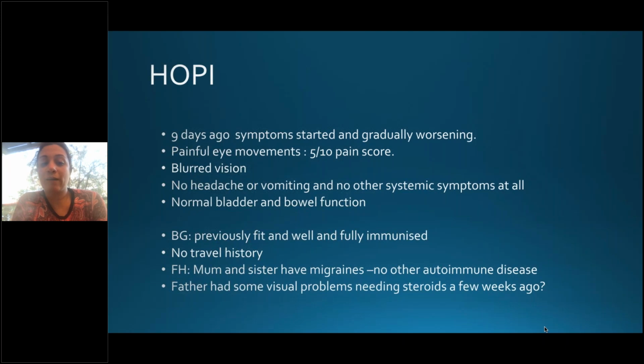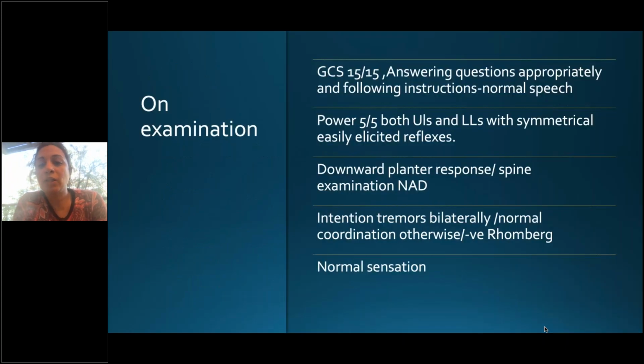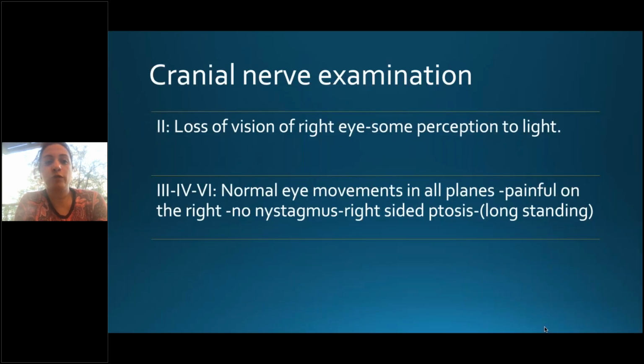Her mom and her sister have a history of migraines, but no other autoimmune conditions. And her father had some visual problems needing steroids a few weeks ago, but we didn't have more information about this. On examination, she had a normal neurological examination. She had a bit of past pointing with her hands, but we thought it was because she couldn't really see well with her right eye, but nothing else on the primary neurological examination. Except for her cranial nerves, obviously cranial nerve 2, she had loss of vision of her right eye. She had some perception of light, but nothing else.